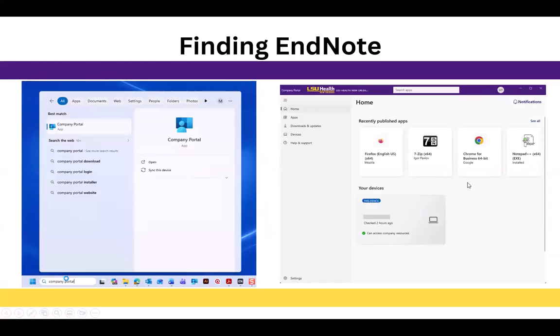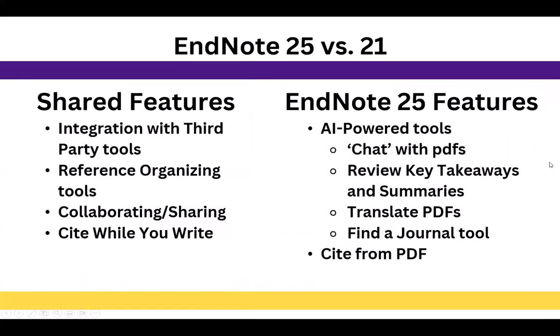One last thing I'll talk about is if you are on a workstation or PC that is LSU HSC property and managed by IT, you may have access to the company portal app. You can see here on the left-hand side of my screen, or your screen, a screenshot from using the taskbar search function to find the company portal app. And then on the right-hand side, you will see a screenshot of what that looks like. You can either search for it in that top search bar, or there's a left-hand menu where you can also select apps and scroll through them. So that's how you can find EndNote 25.